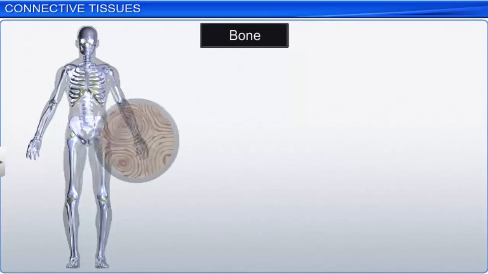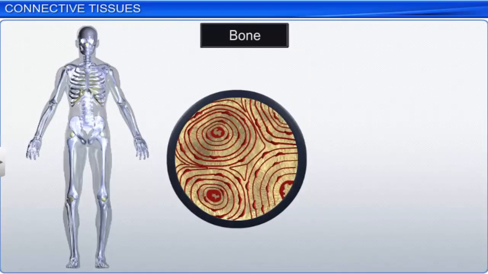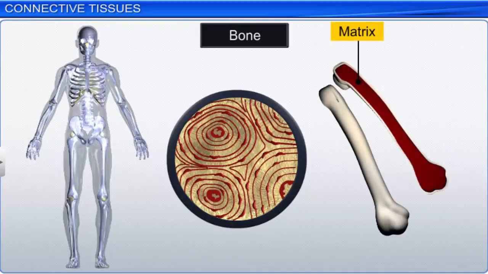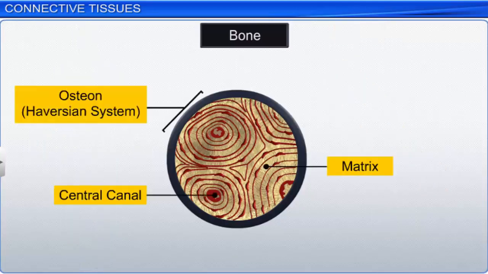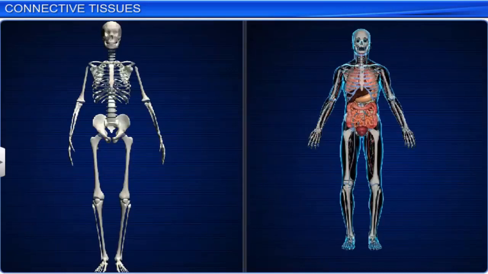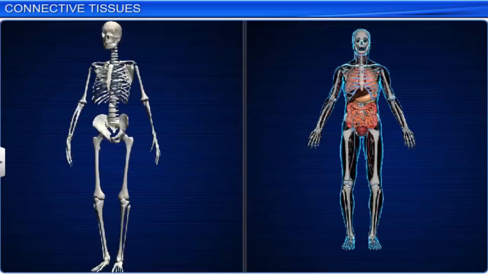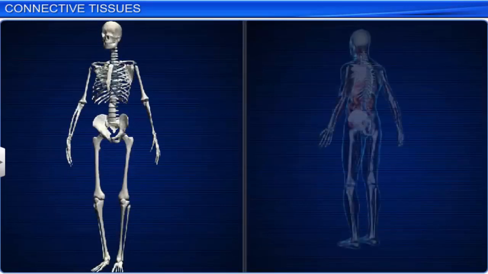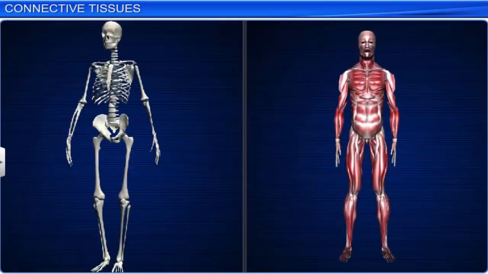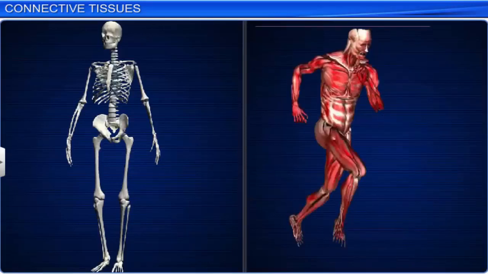Bones have a hard and non-pliable matrix which is rich in calcium salts and collagen fibers. This provides strength to the bones. Bone cells or osteocytes are present in spaces called lacunae. Bones make up the skeletal system of a body and support and protect the softer tissues and organs. The skeletal muscles attached to the bones help in movement.